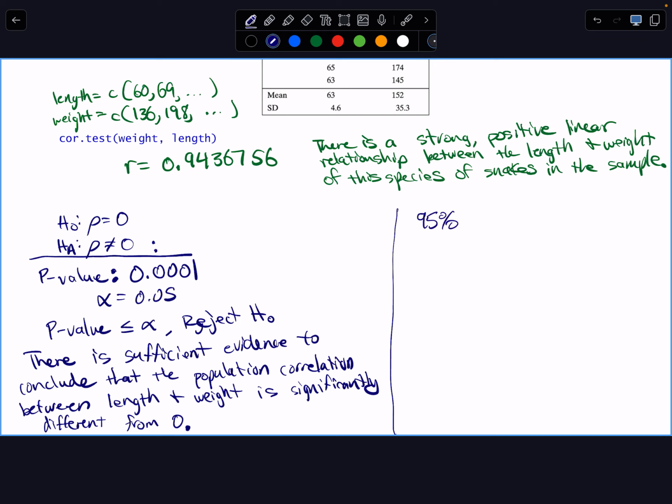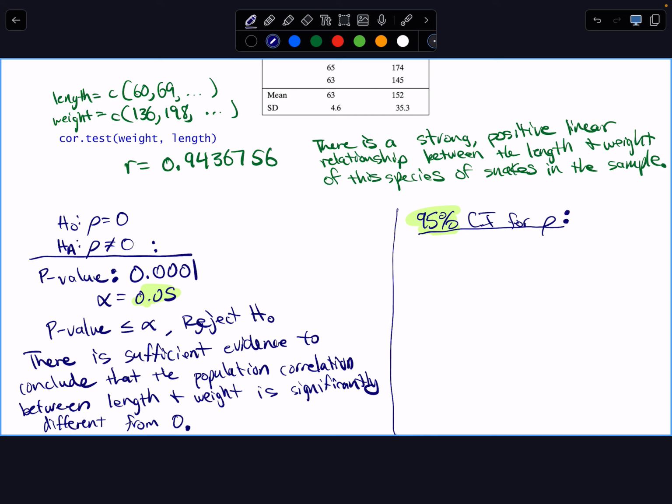Now, since we did our alpha at 0.05, we're going to want a 95% confidence interval, right? And this is useful because the hypothesis test just tells us that it's going to be different from 0, right? But how different from 0 we should expect it in the population, that's going to come from your confidence interval. And so I'm going to go back to my RStudio code because it gives the confidence interval results too.